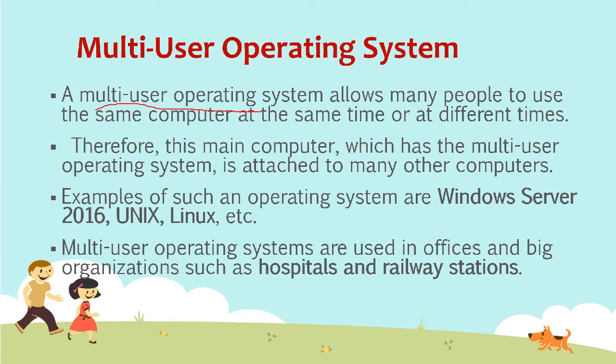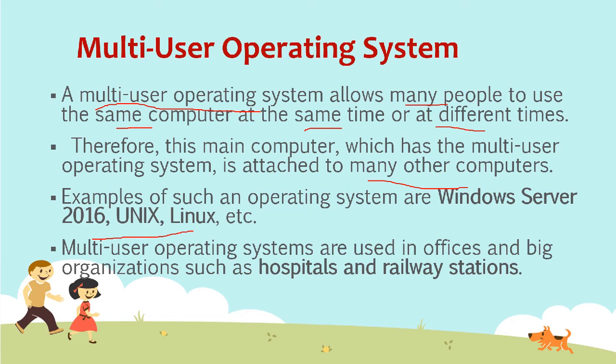A multi-user operating system allows many people, more than one person, to use the same computer at the same time or at different times. There will be a main computer which has the multi-user operating system, and it will be attached to many other computers also. Examples of this type of operating systems are Windows Server, Unix, Linux, etc. If there is a change in one system, it will get updated in other systems also.